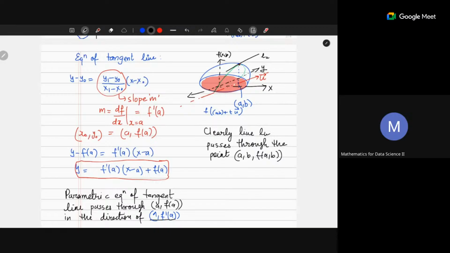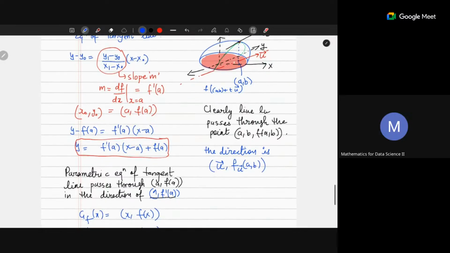All right. Now what is the direction? The direction is the direction of u and the direction of the directional derivative of f, that is, the vector u and f_u at (a, b).